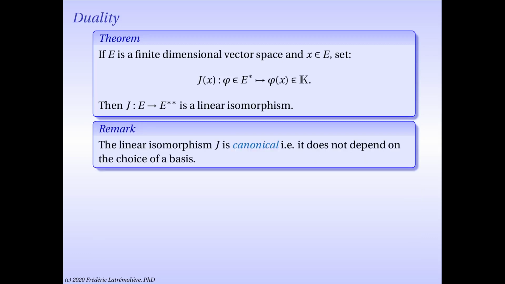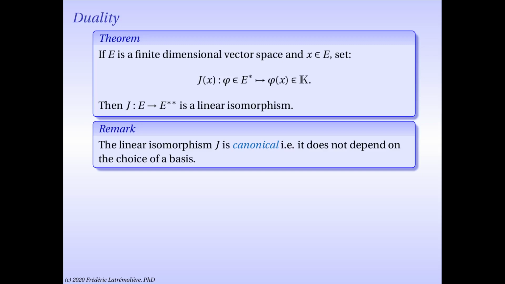We make the first remark that really is behind the introduction of this map J, which is that J is canonical. There is no need to choose a basis of E or a basis of the bidual to construct J. I used the basis, of course, in the proof of isomorphism, and that's important actually, but I did not need a basis to define J, so it exists sort of intrinsically.